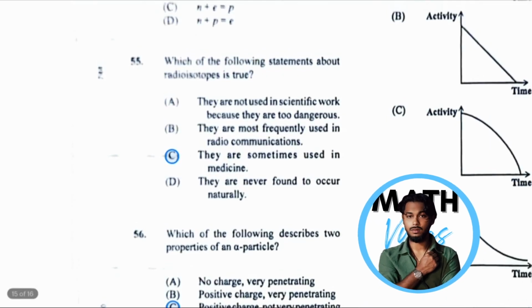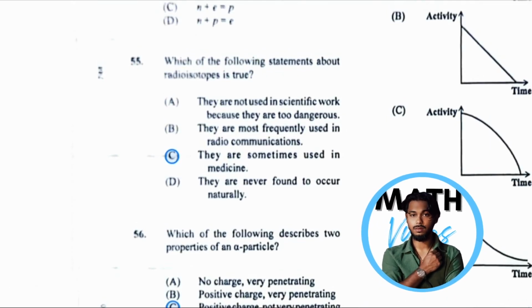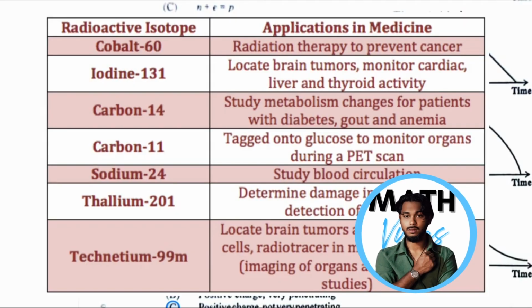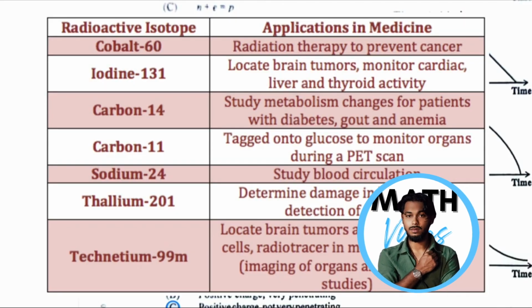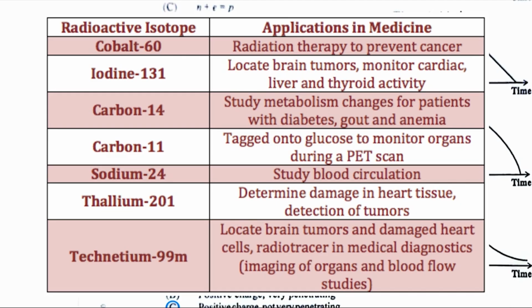55. Which of the following statements about radioisotopes is true? C. They are sometimes used in medicine. I'll provide a list here of some commonly used radioisotopes in medicine in case it comes up in the paper one.